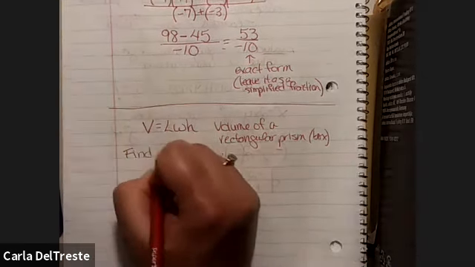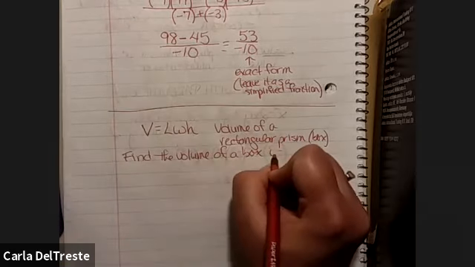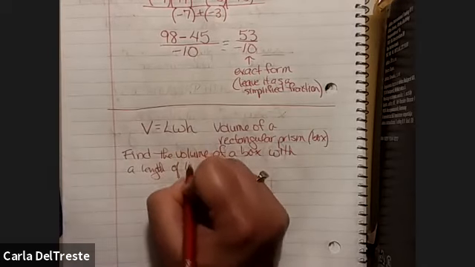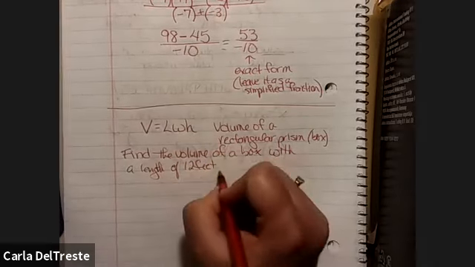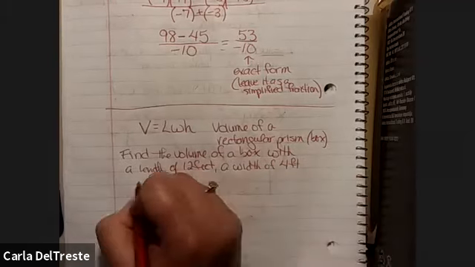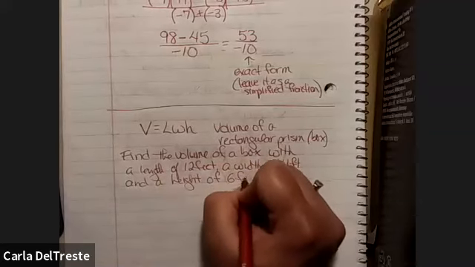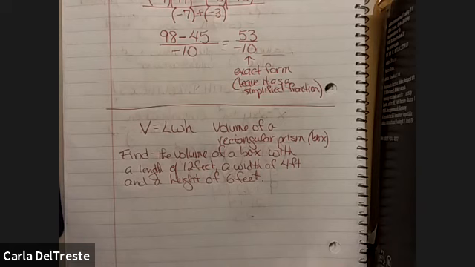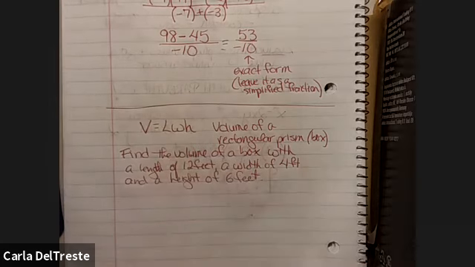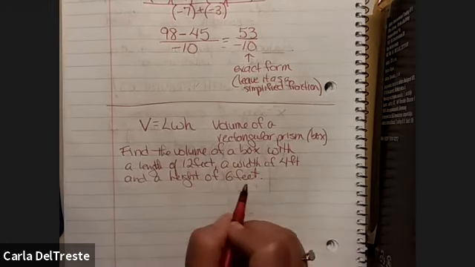So this is a word problem now. Find the volume of a box with a length of 12 feet, a width of 4 feet, and a height of 6 feet. L, W, and H must stand for length, width, and height. So I know that L is 12 feet, W is 4 feet, and H is 6 feet.